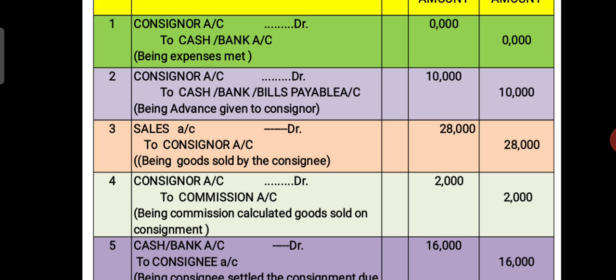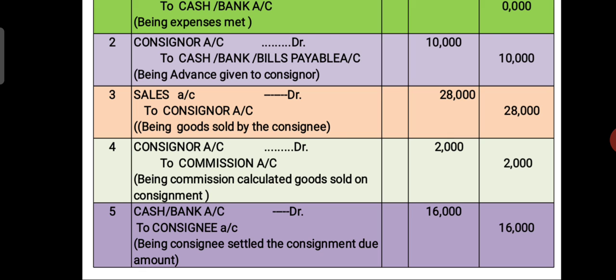And the fourth entry, commission payable. Whenever the consignee calculates the commission on sales, we write this fourth entry. Consignor account debit to commission account, amount 2,000. Narration: being commission calculated on goods sold on consignment. Okay, this is the fourth entry.